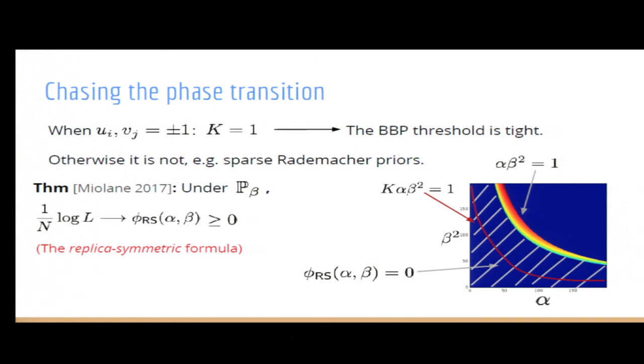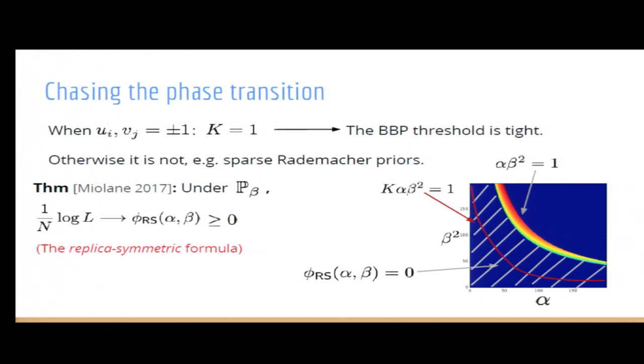Let's look at the sparse Rademacher prior, where there are zeros, so the coordinates of the u_i's and v_j's can have the value 0 with non-zero probability. Now we can look at what the likelihood ratio looks like.